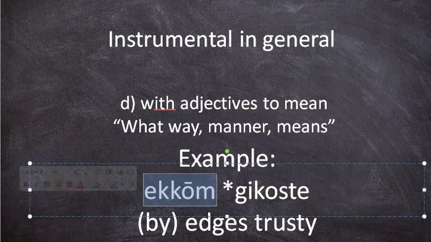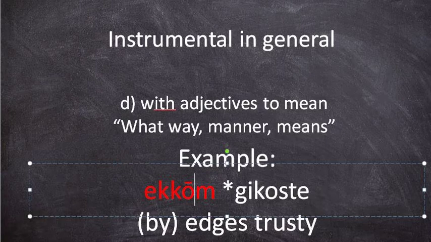So that's just the dative, or really the instrumental being employed, but given that the instrumental merged with the dative, that on the surface looks like the dative, but it's used instrumentally. And so this is the plural dative. So edges, by, through edges, trusty and whatnot.